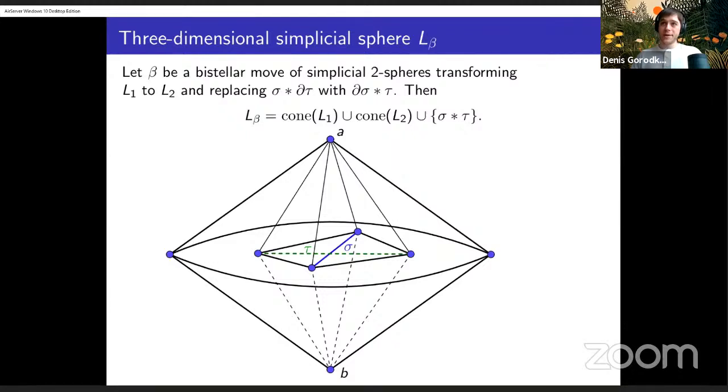Now we'll need to define a special three-dimensional sphere, which is defined from a bistellar move of two spheres. So we have two spheres, L1 and L2, and we have a bistellar move from one to the other. And so now let's take the cone over one sphere, the cone over the other sphere, and try to glue them together. They almost everywhere glue together, except for the place where the bistellar move happens. In fact, to complete the gluing, you only need to add one additional three-dimensional simplex. It is exactly the join of those segments tau that define our bistellar move. So for example, here, this is just the bistellar move that changes this sigma for this tau, right? And so this is the only place where those two spheres did not glue together. So you receive, and now this is more or less the suspension of a sphere. Nearly the suspension, but this is indeed a three-dimensional combinatorial sphere.